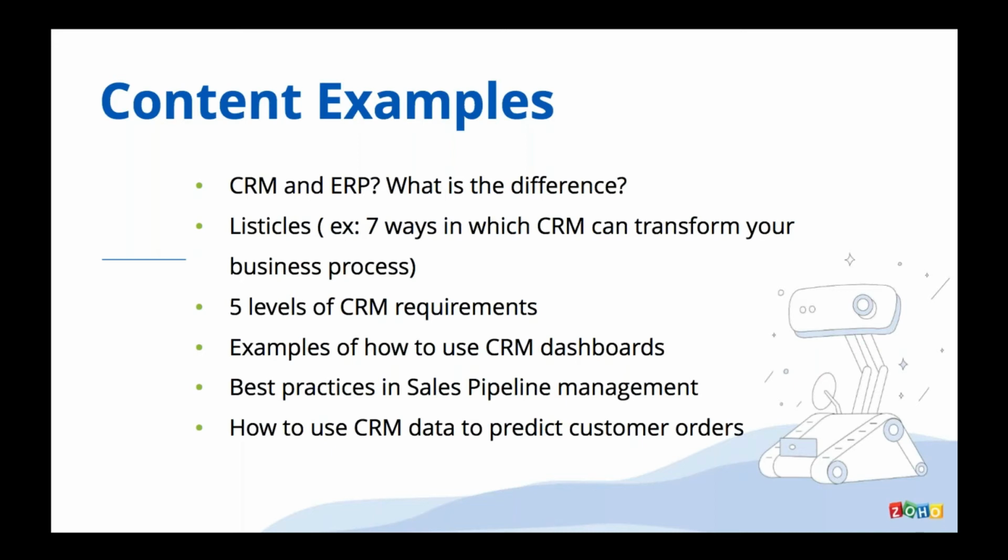Listicles are a really fun and easy way. It is a proven thing that a listicle is something like 5 ways that starts with a number. So think of it in such a way: 7 ways in which CRM can transform your business.